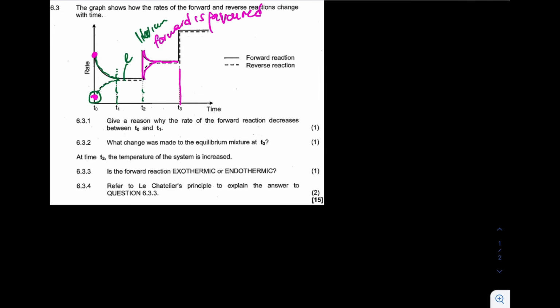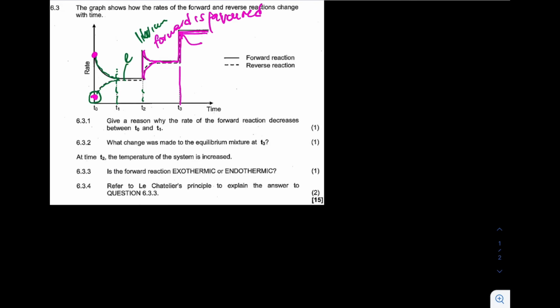And now at T3, there's another disturbance there. You see there, they both increase, the rate of reverse and the rate of forward. And then they reach equilibrium. And their equilibrium is the same there. That's the new equilibrium. So this, I'm not going to spoil it now. What is it? Let's go to 6.3.1.